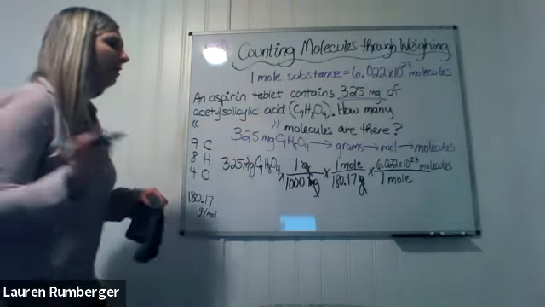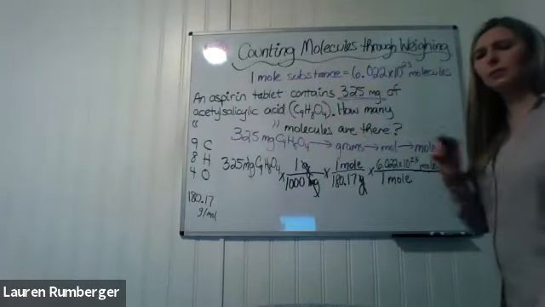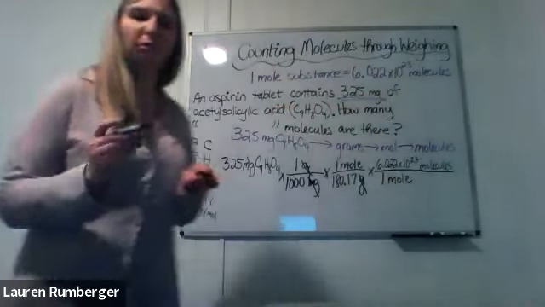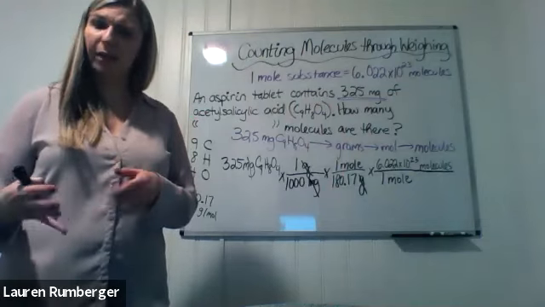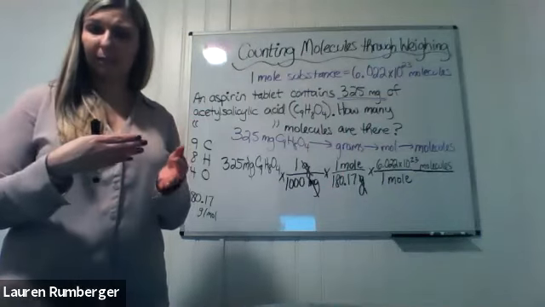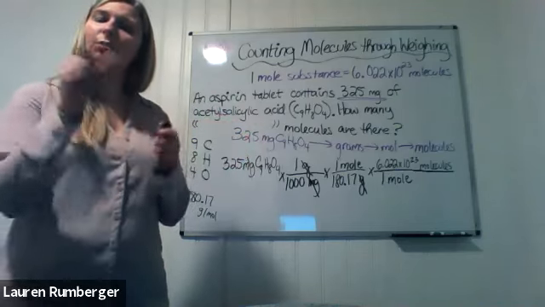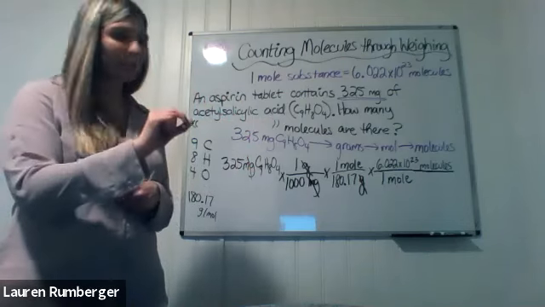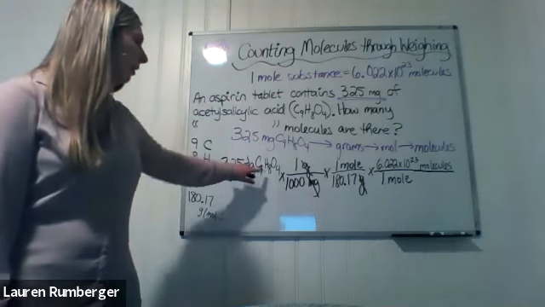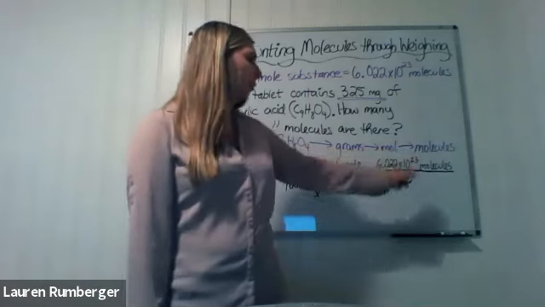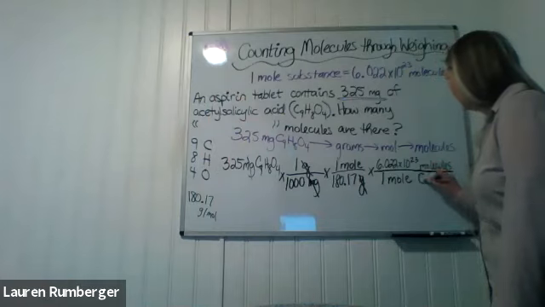C9H8O4. I didn't have a lot of space to write in the chemical formula in each step, but you will need to start getting in the habit of writing out the chemical formula with each unit, because eventually, once we get into stoichiometry, we're going to be changing between substances. In order to keep track of the substances that we're working with, we need to include the chemical formula with the units. That's why I'm always including the chemical formula along with the units. Since I was running low on space here, I didn't write it out in every step.